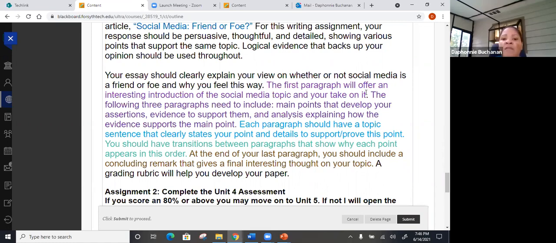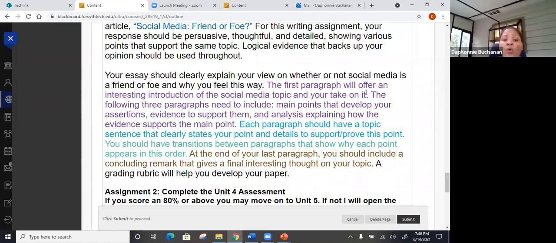And then at the end of your last paragraph, you should include a concluding remark that gives a final interesting thought on your topic. So make sure you look closely and use the rubric if you need to, guys. If you need to have this rubric up somewhere as you're writing, have it up, and just use it as you go through it.